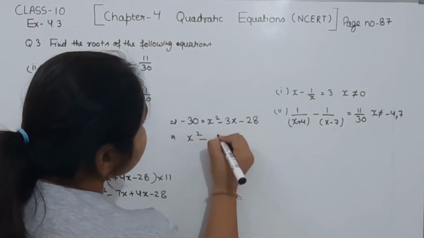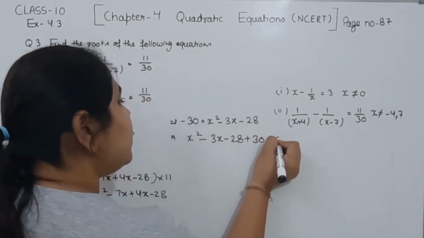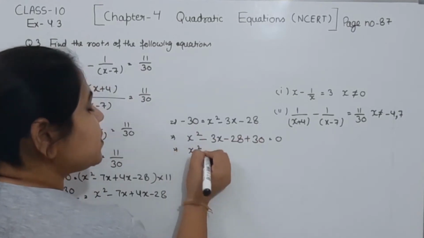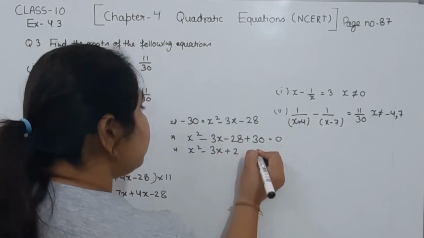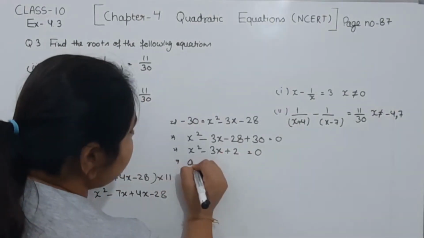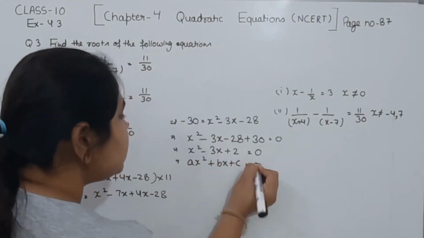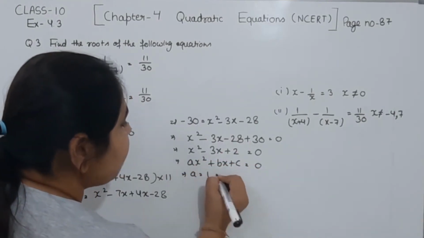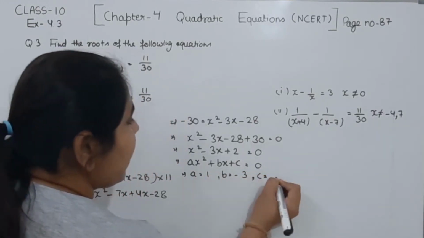So this will be x square minus 3x minus 28 plus 30 equal to 0. So this is x square minus 3x plus 2 equal to 0. Now this is in the form of a quadratic equation, ax square plus bx plus c equal to 0. The value of a is 1, the value of b is minus 3, and the value of c is 2.